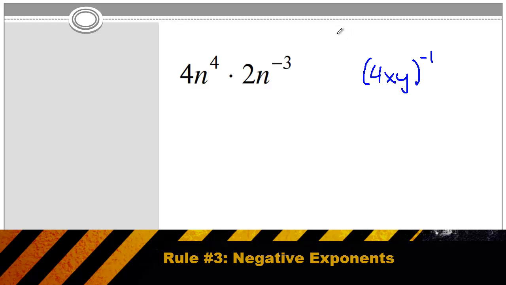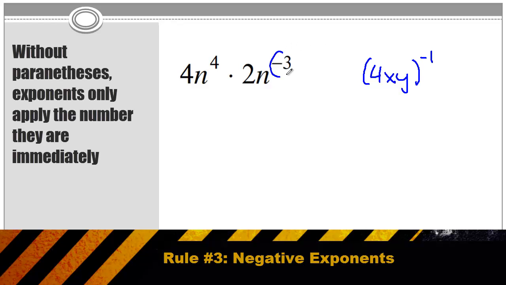Because of the parentheses, the negative 1 was being applied to the 4 and the x and the y. In this case, I have a negative 3, but since there are no parentheses, the negative 3 is only being applied to the n. So when I move my n from the top to the bottom, I leave the 2 alone. So I could rewrite this problem as 4 times n to the 4th times 2 all over n cubed.